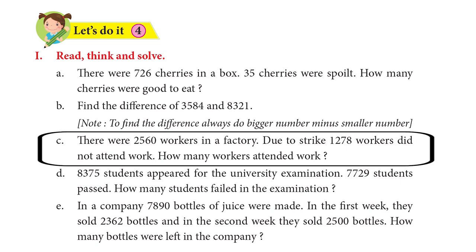Look at the next exercises. There were 2560 workers in the factory. Due to a strike, 1278 people did not attend work. So, how many people actually attended work? Take out your notebooks and try these subtraction sums, because it will help you to understand borrowing better.